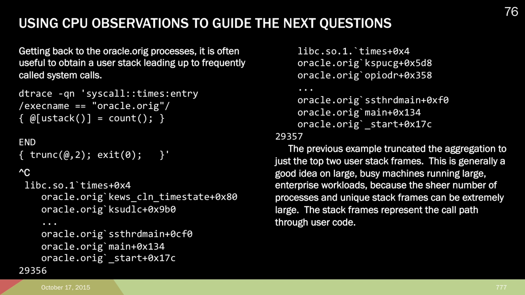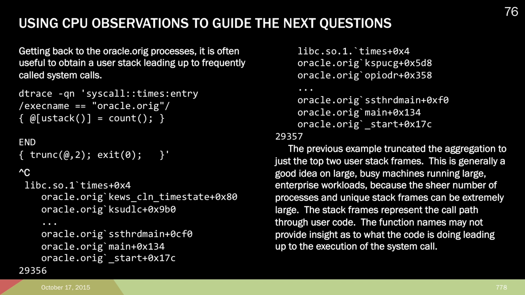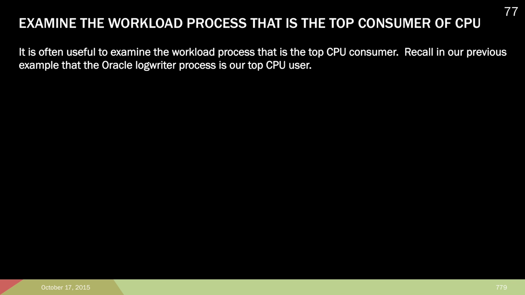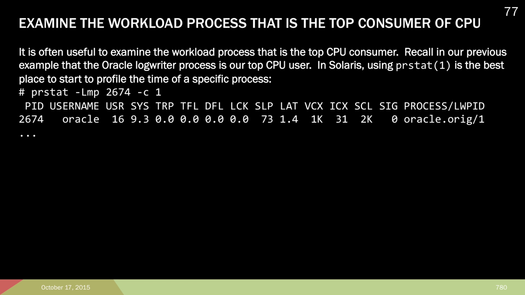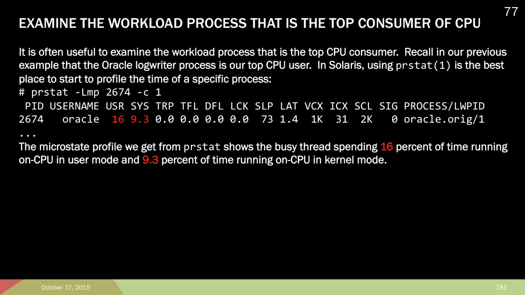The stack frames represent the call path through the user code. The function names may not provide insight as to what the code is doing leading up to the execution of the system call. It is useful to examine the workload process that is the top CPU consumer. Recall in our previous example, the Oracle log writer process is our top CPU user. 16% of time was spent running on CPU in user mode, and 9% of the time was spent on CPU in kernel mode.